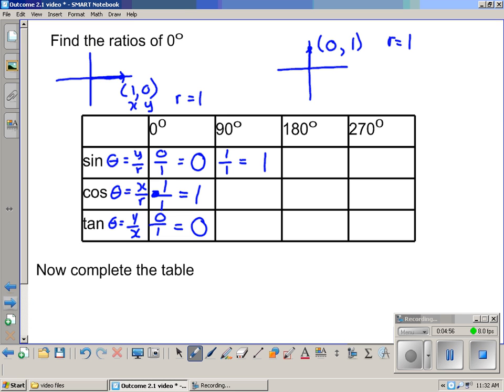Cosine of 90 is x over r, so it will be 0. And the tangent of 90 is y over x. So y over x is 1 over 0. We can't have 0 in the bottom, and so this value is undefined.